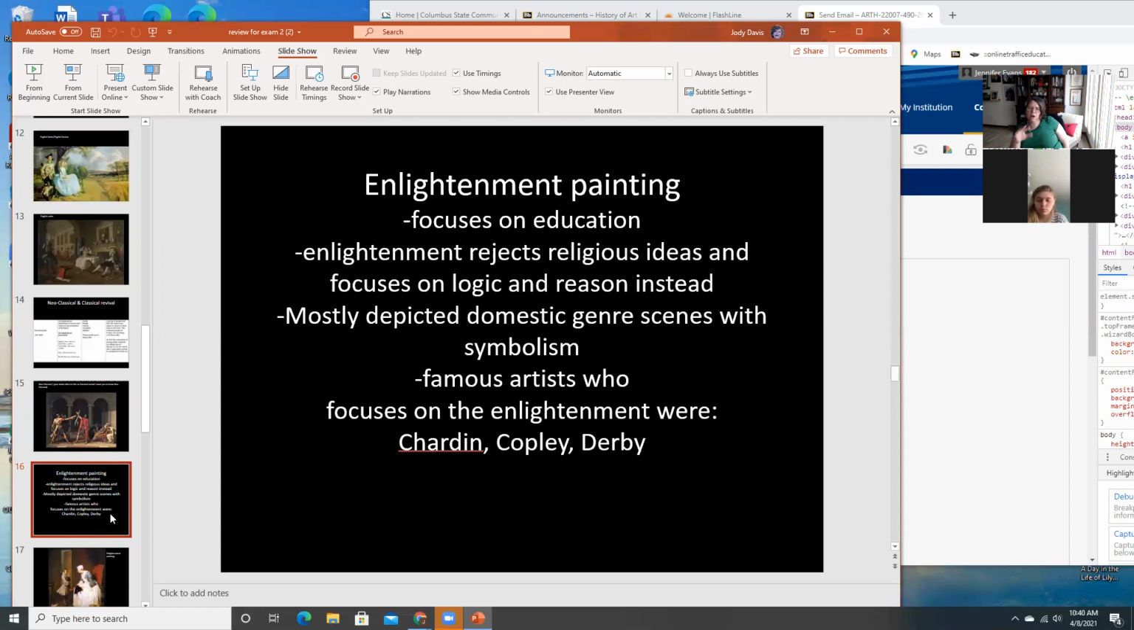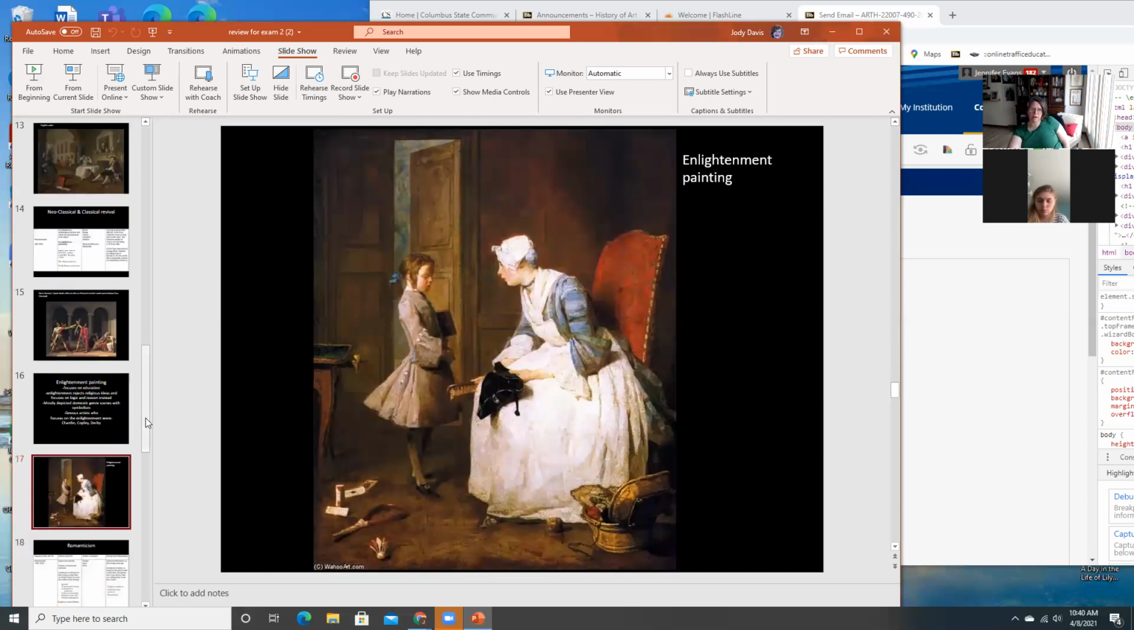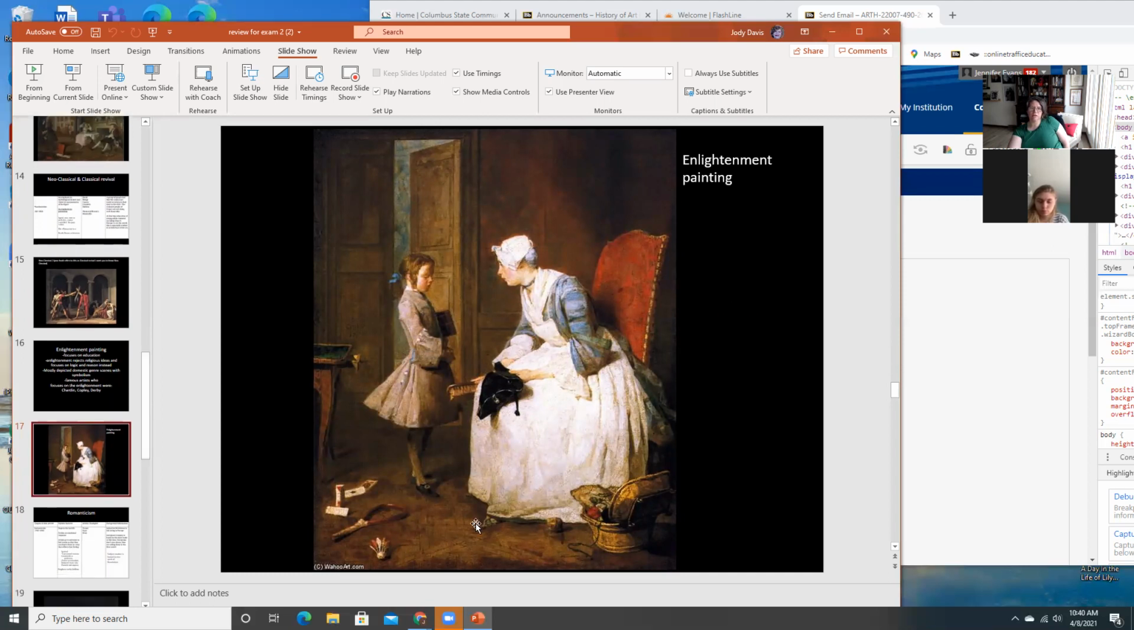It follows the genre tradition of the Dutch, and the most famous artists from the Enlightenment were Chardin, Copley, and Derby. Mostly we see painting by Chardin. I think I covered it a little bit heavier in class. Chardin creates these domestic genre scenes just like Vermeer did, just like Jan Steen. And they talk about the woman's role in the house.